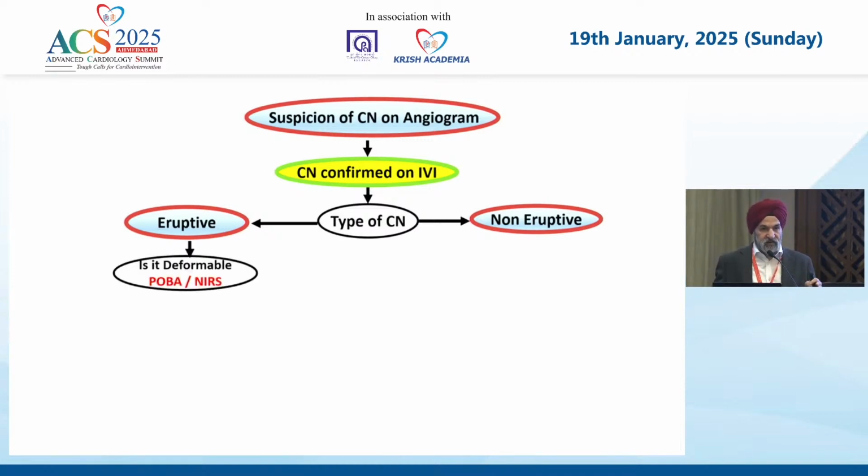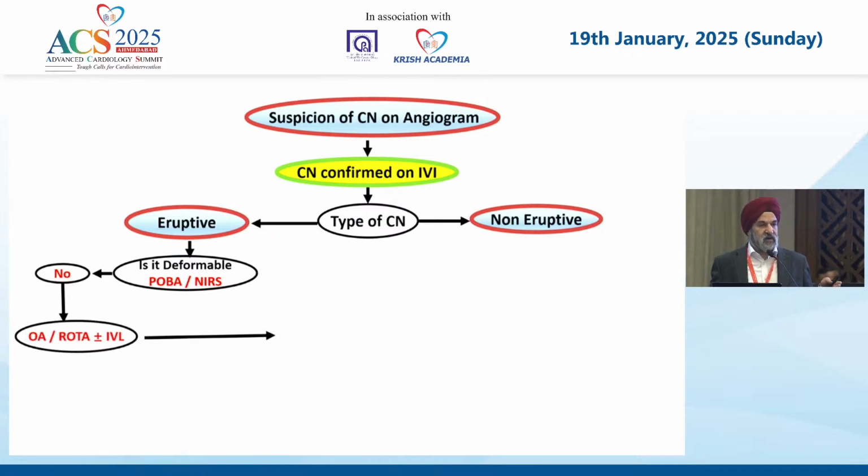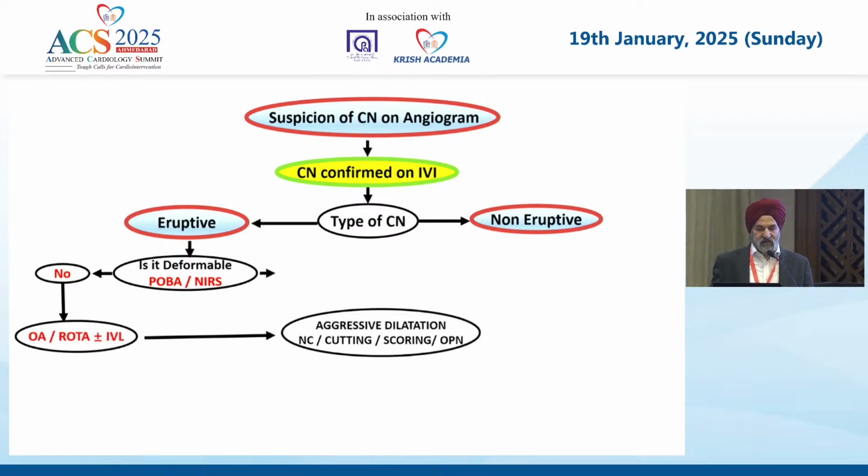If it's an eruptive nodule, the first question is, can you deform this nodule? Or if you have the facilities of IVUS NIRS, you'll apply it to look at the character of this nodule. I'll give you case examples. So if you cannot deform the nodule, you will have to rely on atherectomy tools plus or minus IVL, and thereafter aggressive dilatation has to be done. If you can deform, nothing else is required. It's a deformable eruptive nodule. You just do aggressive dilatation and stenting.